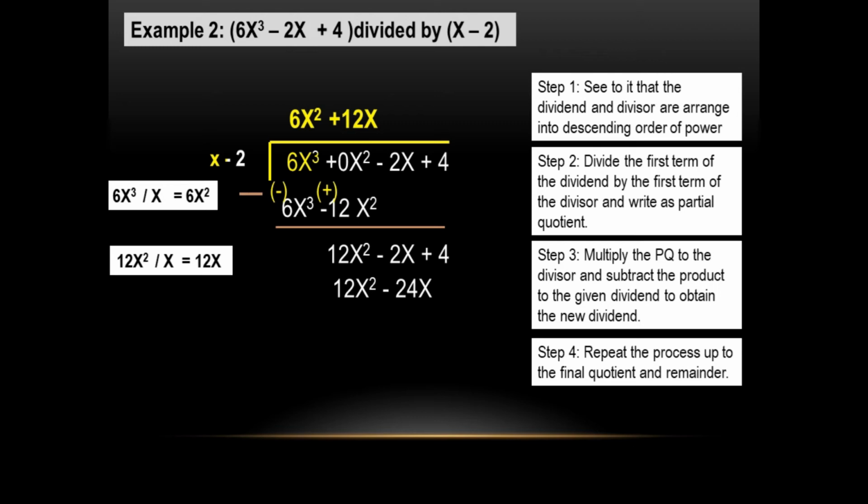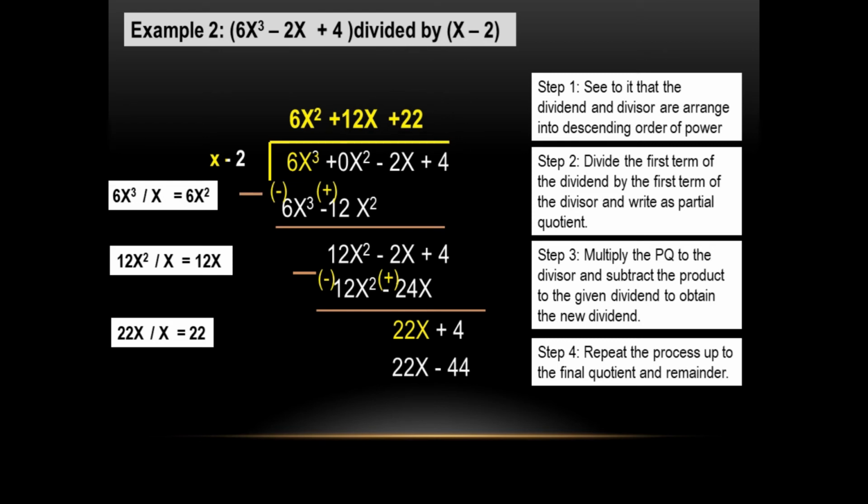So our first term now for the new dividend is 12x squared. So we will divide that by the first term of the divisor. So 12x squared divided by x, the resulting quotient is 12x. So we will write that as your partial quotient, and then multiply. So 12x times x is 12x squared, then positive 12x times negative 2 is negative 24x.